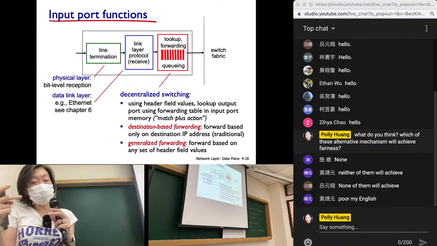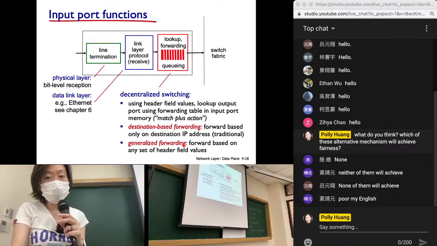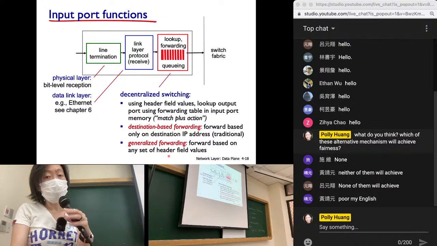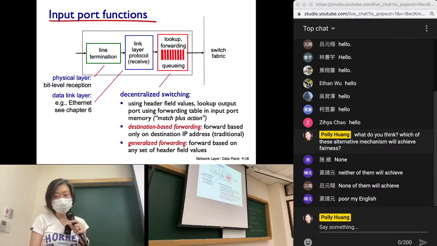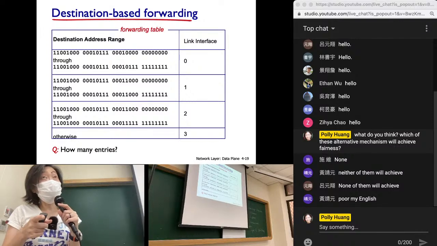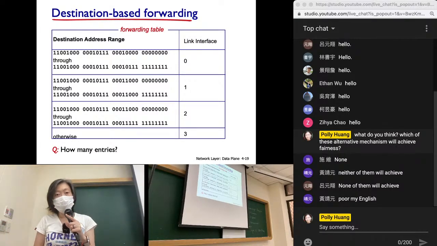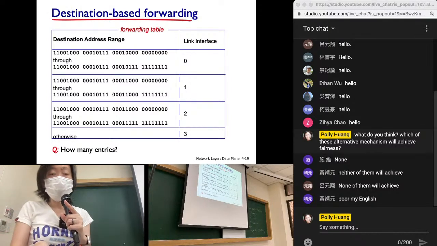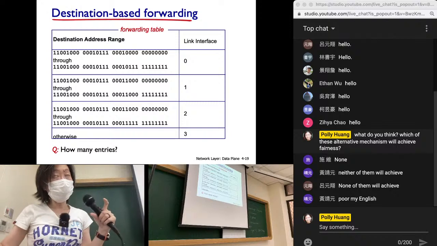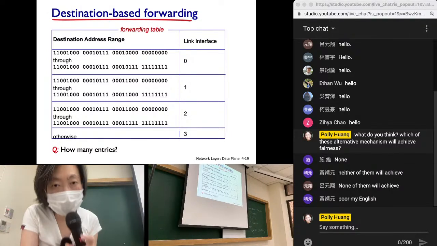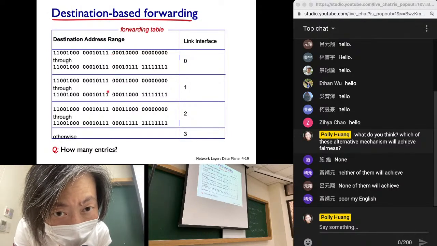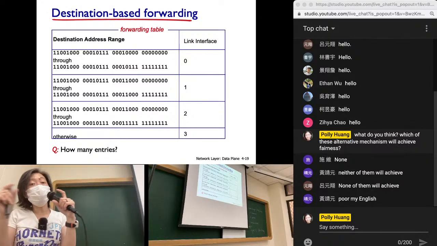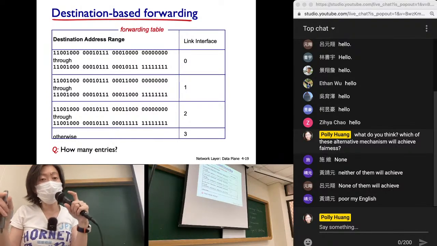As to what header field we look at, traditional forwarding looks at the destination IP address, and that's it. But the more general forwarding, SDN, could be looking at multiple header fields. So this is the traditional forwarding based on IP address, particularly the destination IP address. What we do is grab the packet header IP address field and try to match one of these entries.